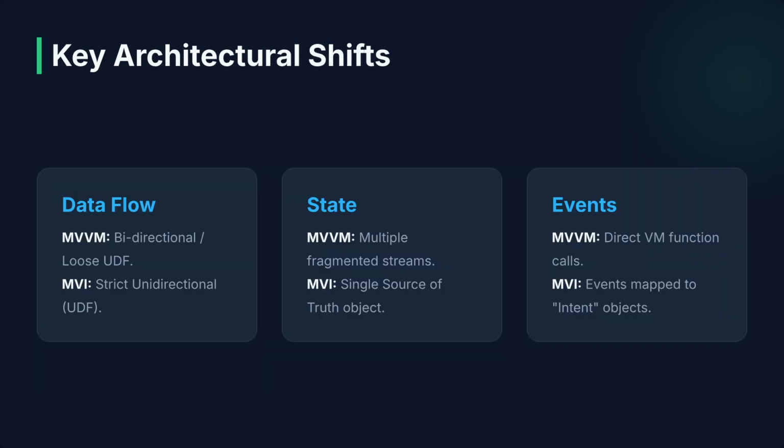The key architectural shifts compare MVVM's bidirectional, loose unidirectional data flow with MVI's strict unidirectional data flow. MVVM uses multiple fragmented state streams and direct function calls, while MVI relies on a single source of truth state and intent objects for events.